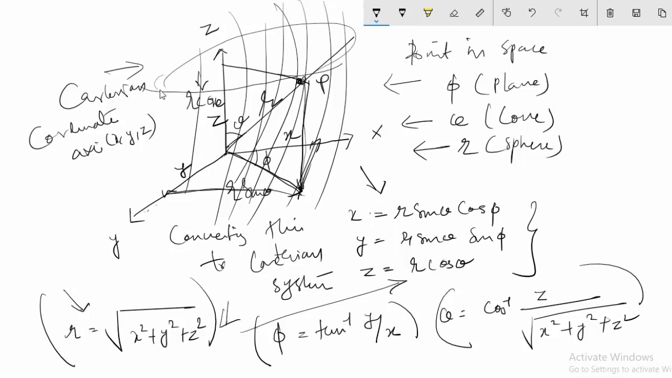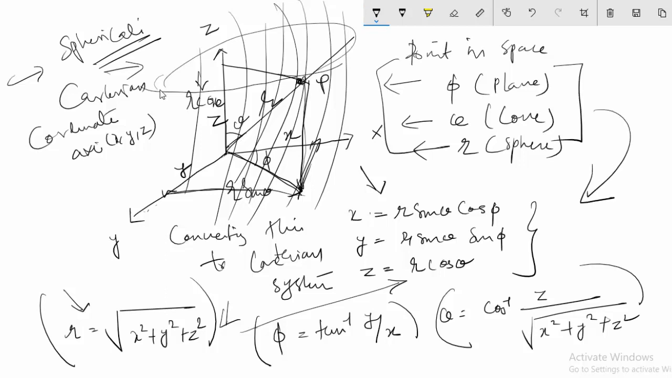So this video was how to represent a point using the spherical coordinate system, and how to convert the values which you are finding in the spherical coordinate system to the Cartesian coordinate system. So that's what you have done.